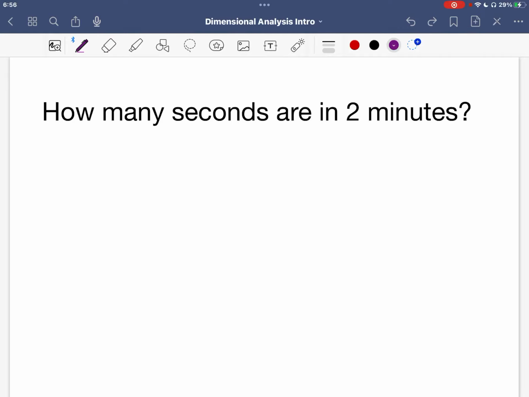Hello! Today we're going to introduce the idea of dimensional analysis. Let's start here. Try on your own. How many seconds are there in 2 minutes?